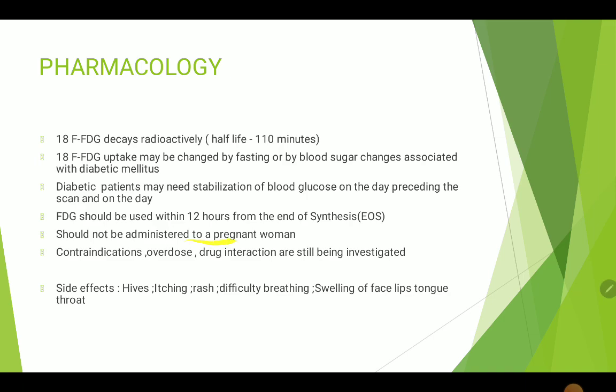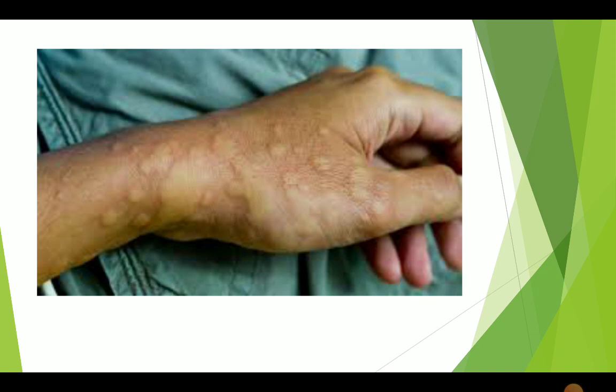The FDG should be used within 12 hours from the end of synthesis, and it should not be administered to a pregnant woman. This is mostly because data on how it affects children has not yet been accumulated and harmful effects are not yet known, so it is advised not to use it on pregnant women. Contraindications, overdose, and drug interactions are still areas of investigation. Side effects include hives, itching, rash, difficult breathing, and swelling of lips, tongue, and throat. Here I've put a picture of someone with hives so that we can better visualize it, as it is a difficult side effect to note.